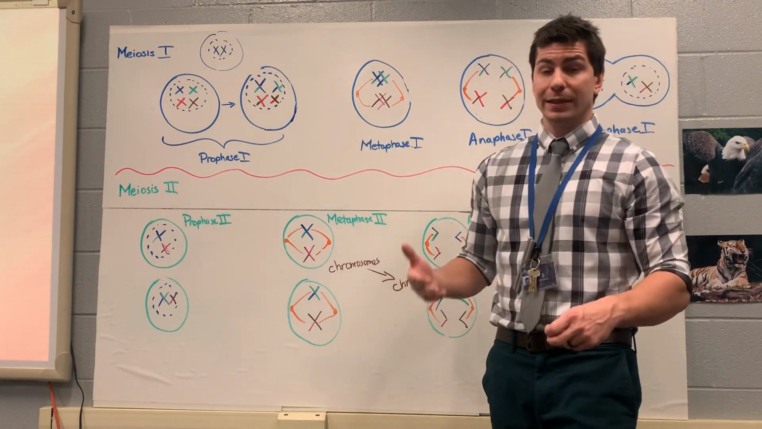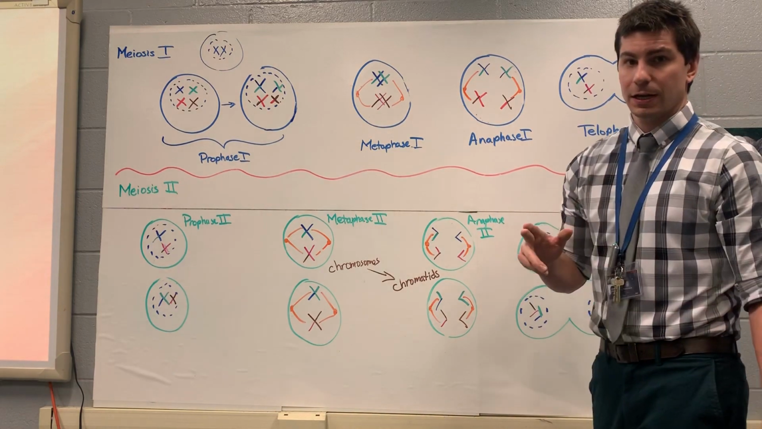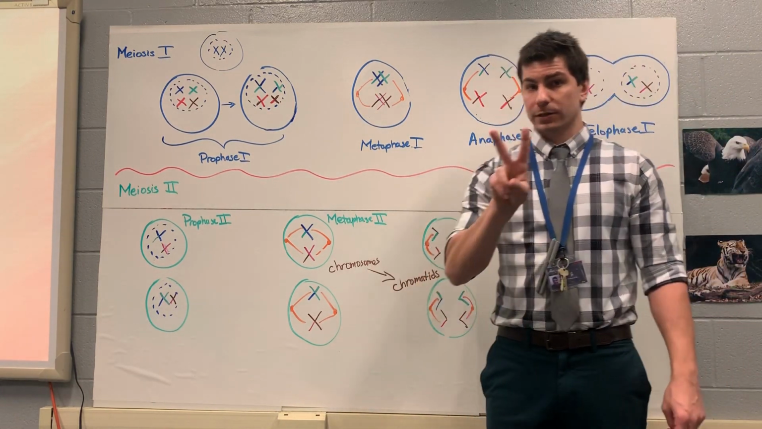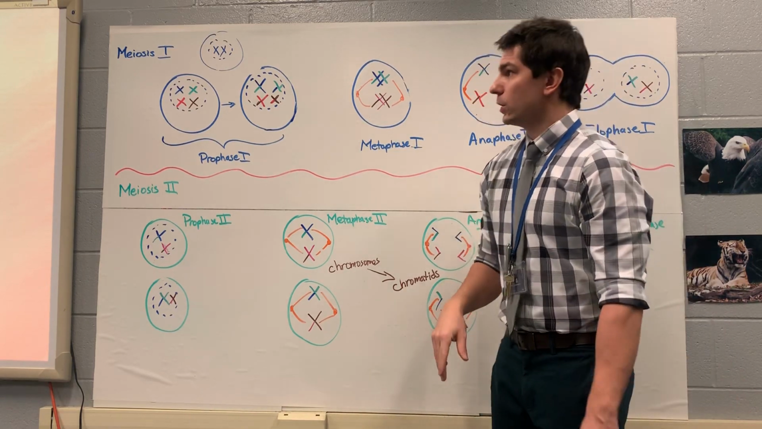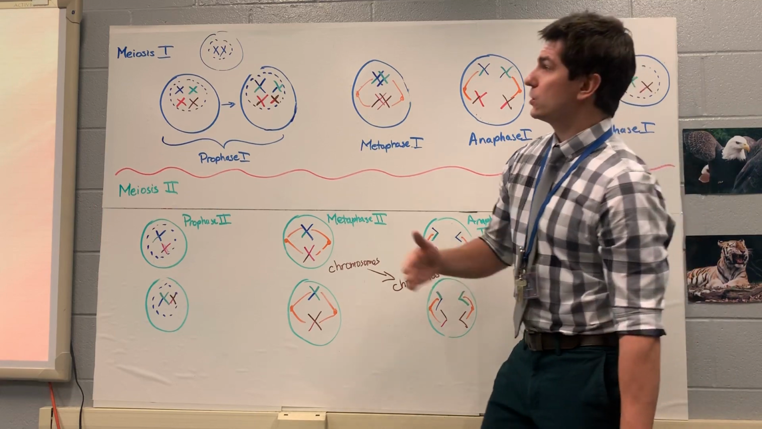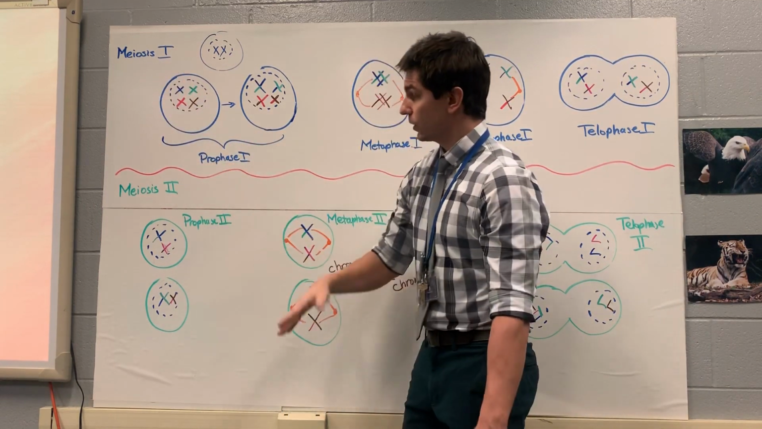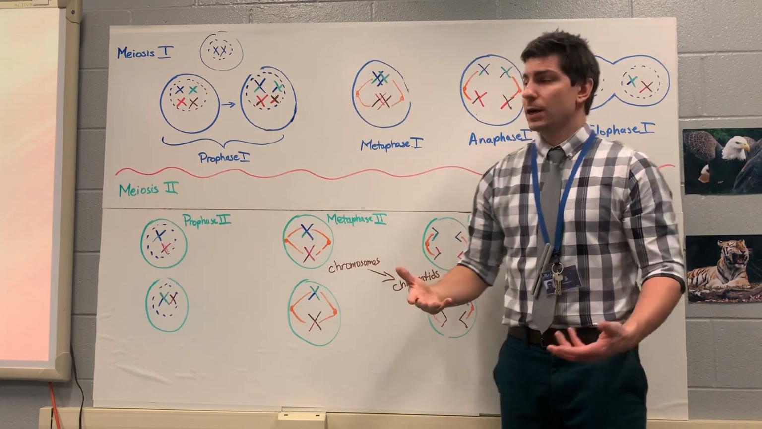Just like mitosis, we have the same phases. We have prophase, metaphase, anaphase, telophase. It's the same stuff that happens. The only difference is in meiosis, we get two divisions. Mitosis is just one. Meiosis is two. Since there are two divisions for meiosis, we call the first cell division meiosis 1, and we call the second cell division meiosis 2. Kind of makes sense.